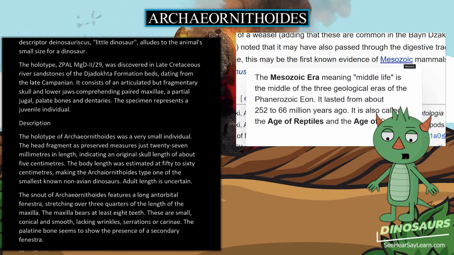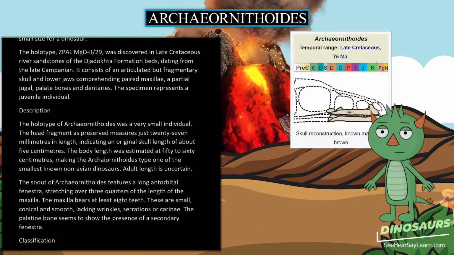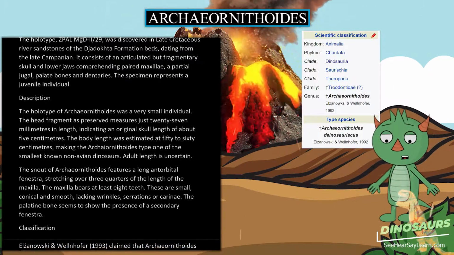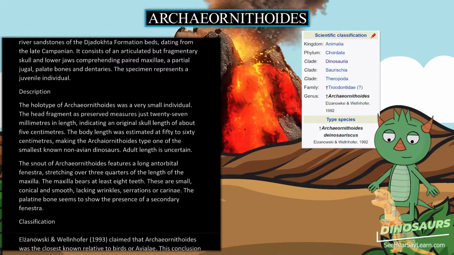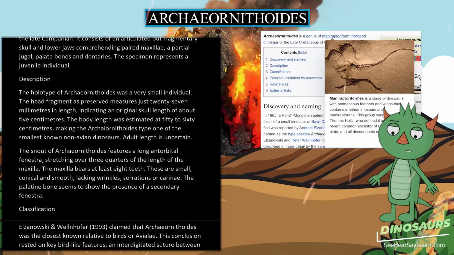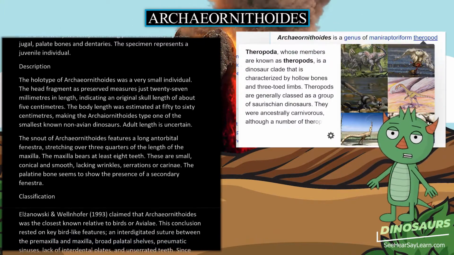Description. The holotype of Archaeornithoides was a very small individual. The head fragment as preserved measures just 27 mm in length, indicating an original skull length of about 5 cm. The body length was estimated at 50 to 60 cm, making the Archaeornithoides type one of the smallest known non-avian dinosaurs. Adult length is uncertain.